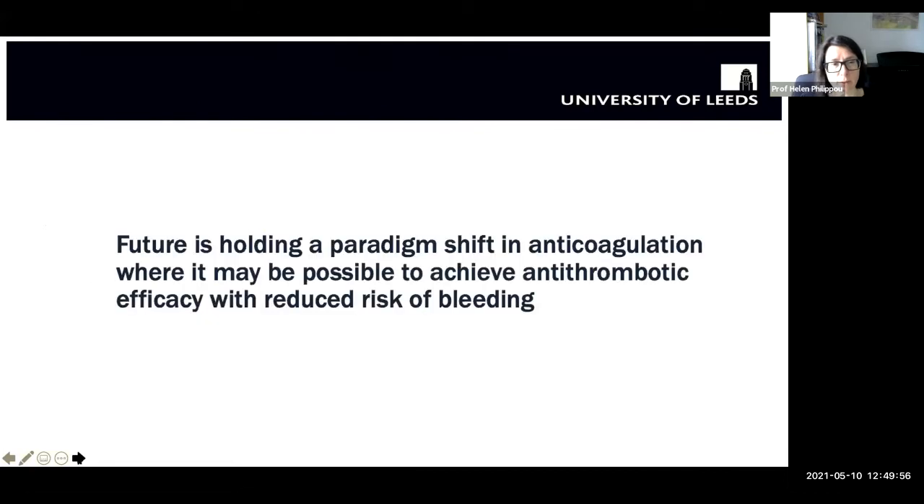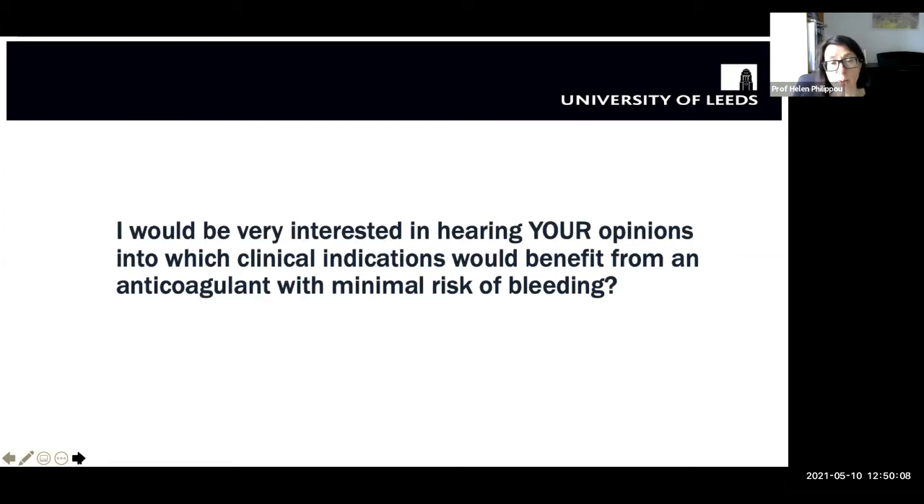Next slide, please. So the future is holding a paradigm shift in anticoagulation, where it may be possible to actually achieve antithrombotic efficacy with reduced risk of bleeding. Next slide. So I'd be really interested in the discussion to hear your opinions on which clinical indications you think may benefit from anticoagulants with minimal risk of bleeding.